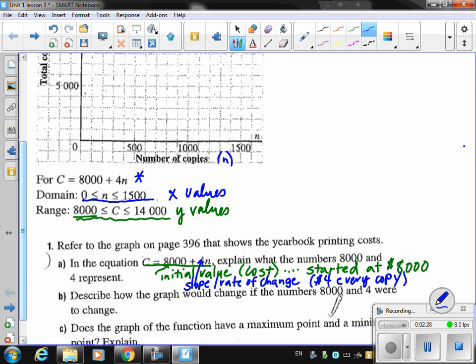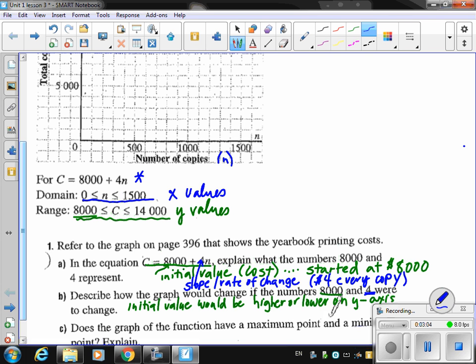B, describe how the graph would change if the numbers 8,000 and 4 were to change. So if the 8,000 were a 6,000 or a 10,000, that initial value would be higher or lower on the y-axis. If the 4 were to change, that is our rate of change.